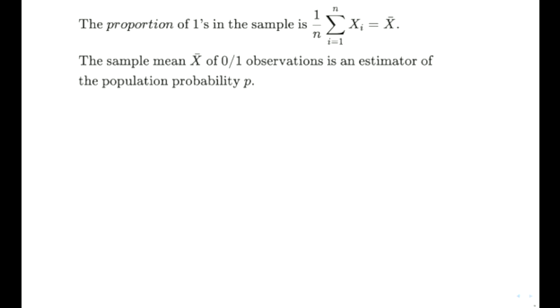But of course, that's just x bar, right? This process of adding up these x's and dividing by the sample size is nothing but taking the sample mean. So working out the proportion of 1s in a sample simply involves working out the sample mean of the zeros and the ones.